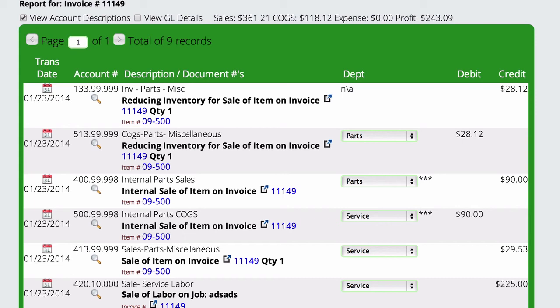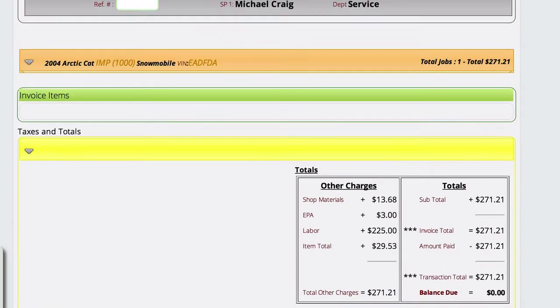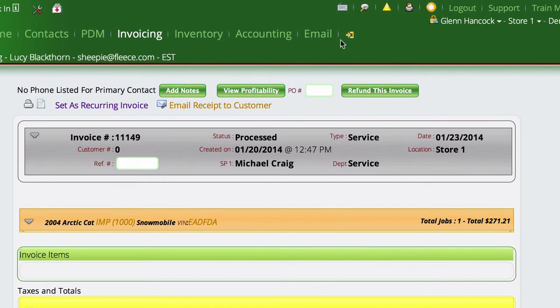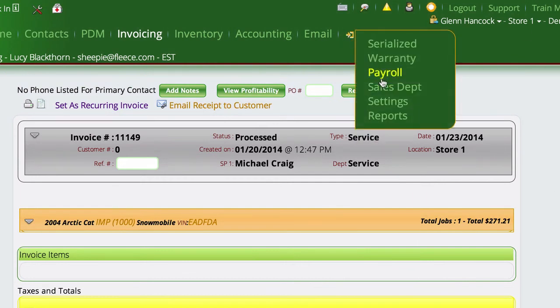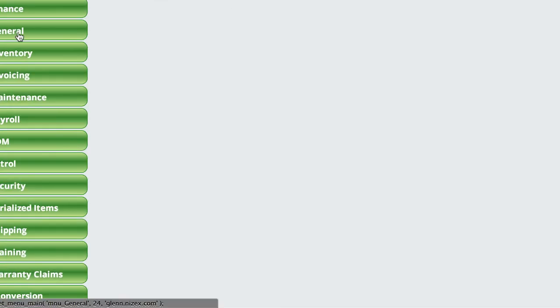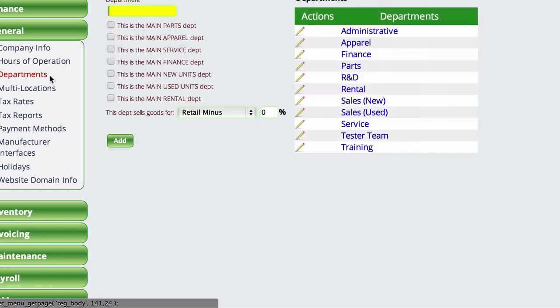In this video, I'm going to go through and explain to you the actual GL hits that have happened because of a particular process. I'm going to jump up here and explain to you exactly what I've got going on. So first, we're going to go over here to settings. We're going to go to general departments. We're going to edit the parts department.